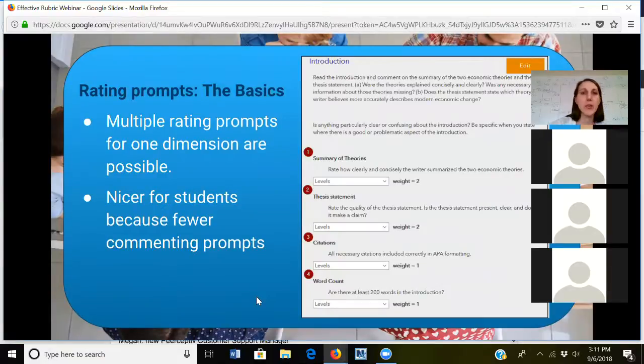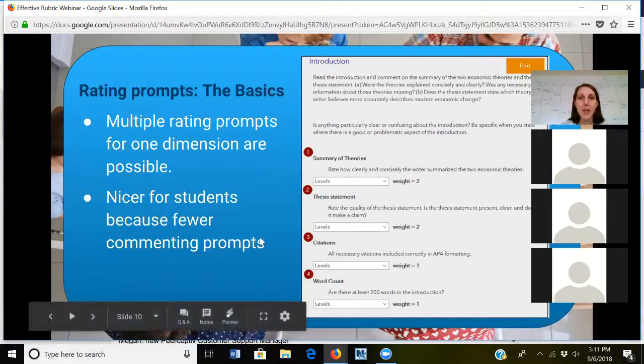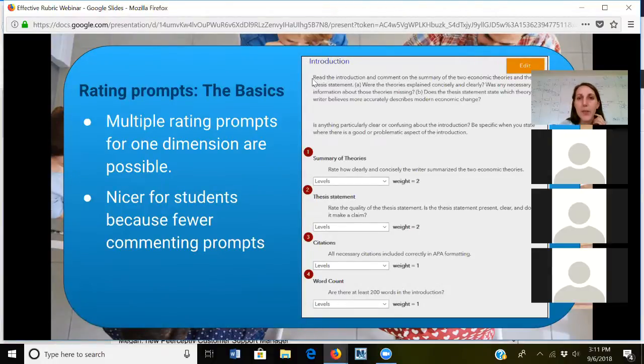A few other basics as you're creating your rating prompts in the rubric. Having multiple rating prompts for one dimension is possible, and it's actually sometimes nicer for students because there are fewer commenting prompts. If you look at the example screen here for the introduction, I have a commenting prompt at the top. Read the introduction and comment on the summary of the two economic theories and the thesis statement. A, were the theories explained concisely and clearly? Was any necessary information about those theories missing? B, does the thesis statement state which theory the writer believes more accurately describes modern economic change? Is anything particularly clear or confusing about the introduction? Be specific when you state where there is a good or problematic aspect of the introduction.